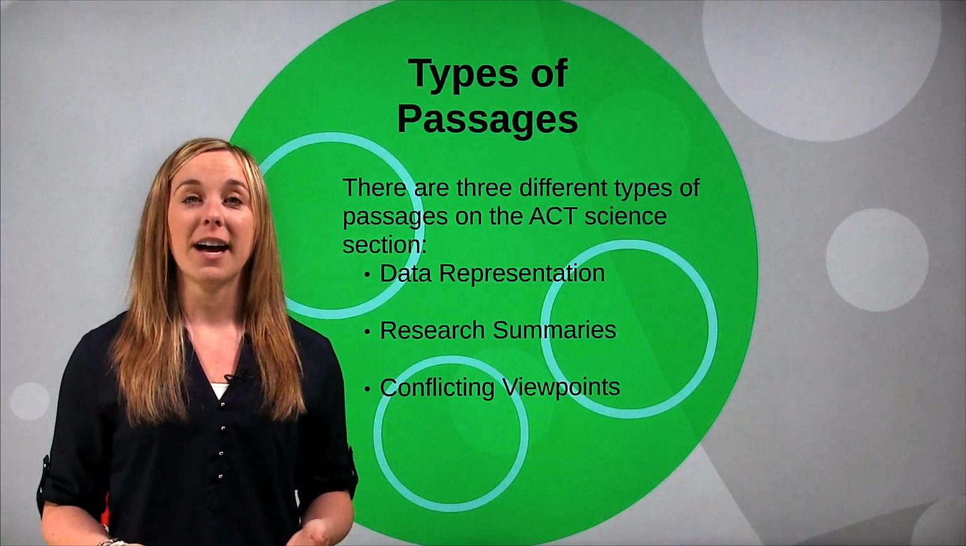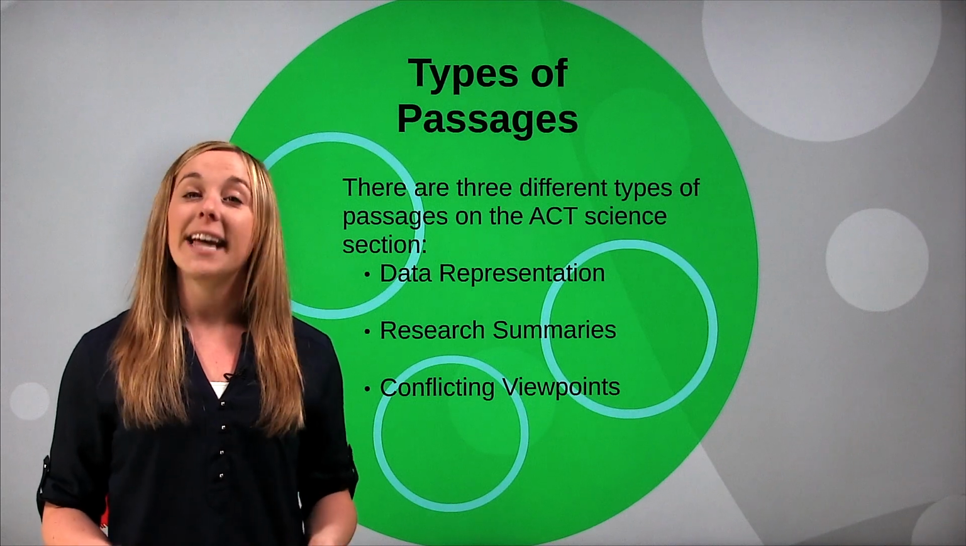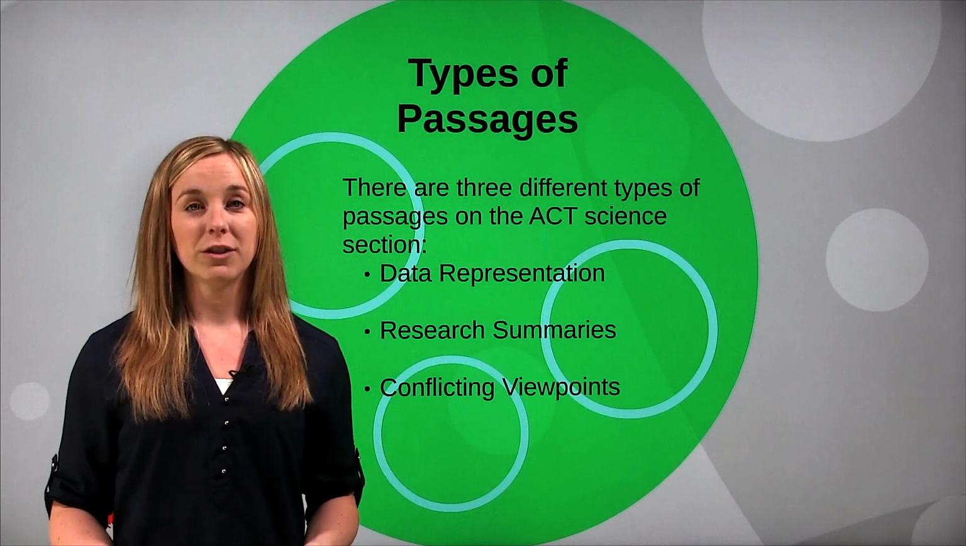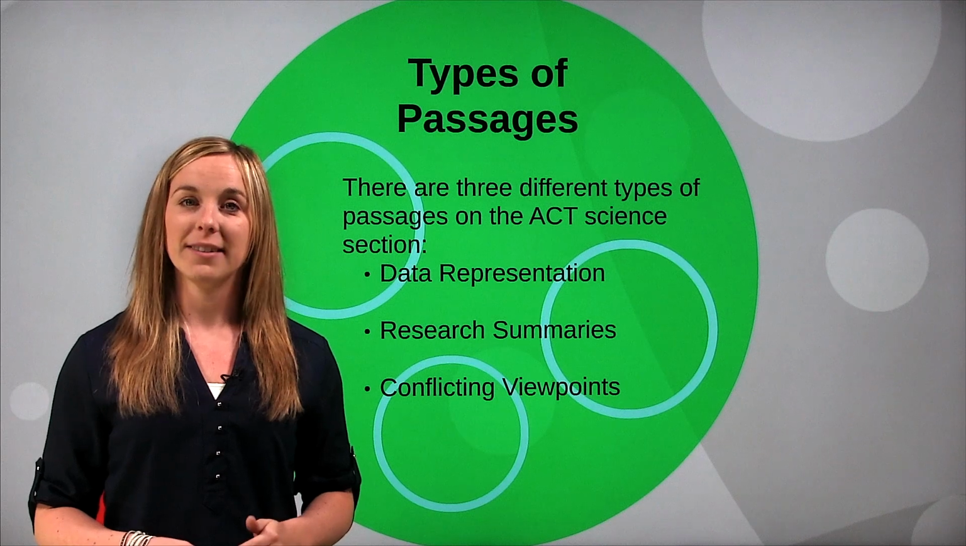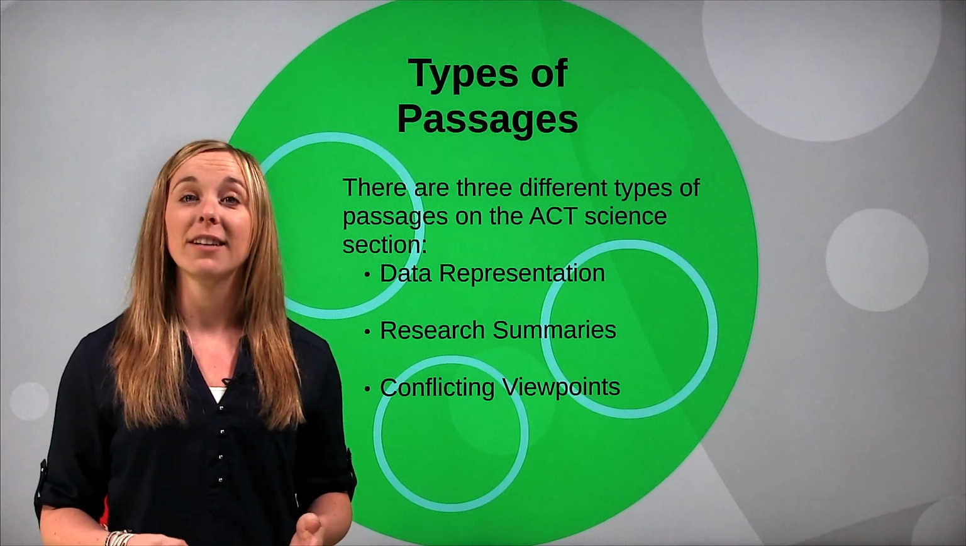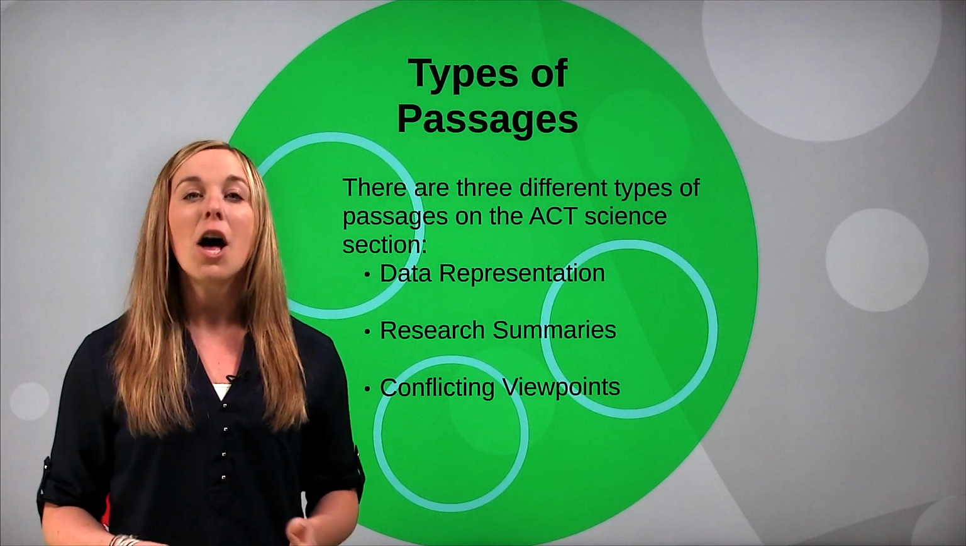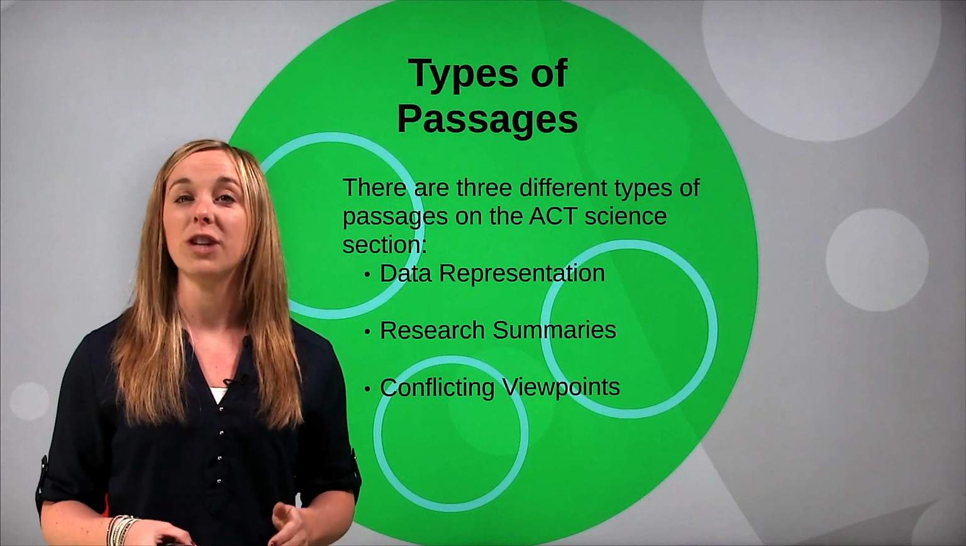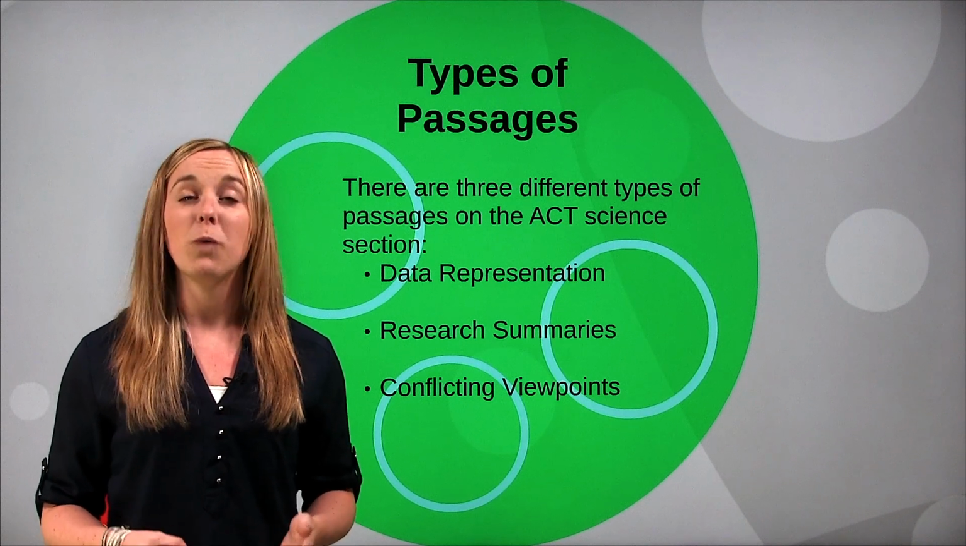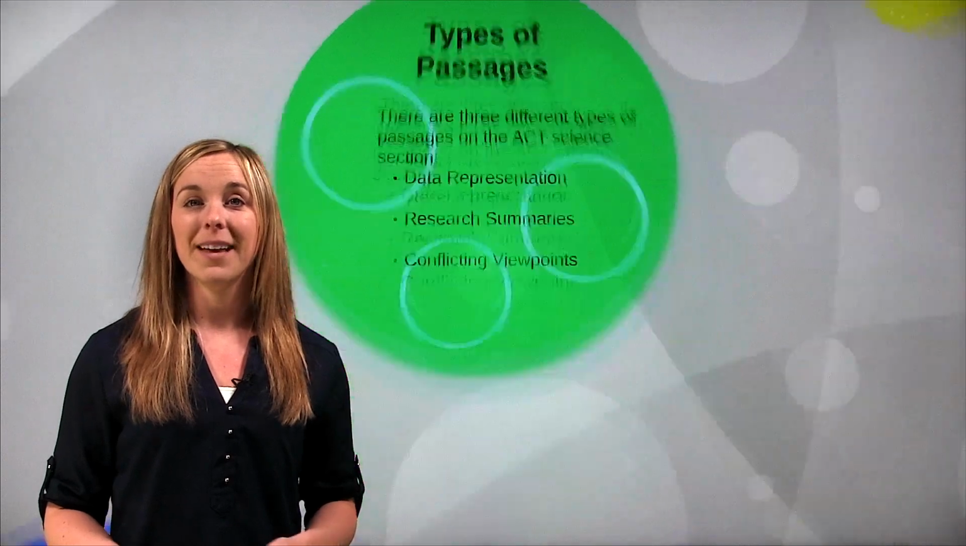There are three different types of science passages: data representation, research summaries, and conflicting viewpoints. The science section contains 6 or 7 total passages. The first step to successfully approach each passage is to determine which type of passage it is.